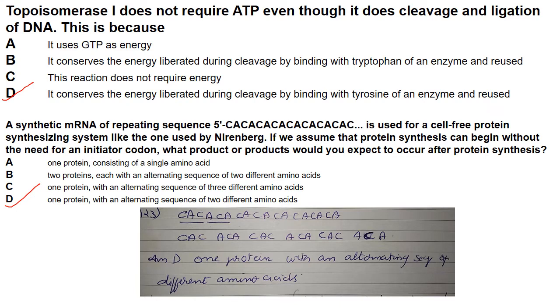Then next one. A synthetic mRNA of repeating sequence CACACACA is used for a cell-free protein synthesizing system like the one used by Nirenberg. If we assume that protein synthesis can begin without the need for an initiator codon, what product or products would you expect after protein synthesis? So you use 3 nucleotides at a time. So CAC, then ACA, CAC, ACA. CAC will code for one amino acid, ACA will code for another amino acid. So it is a single protein with an alternating sequence of 2 different amino acids. So answer is option D.